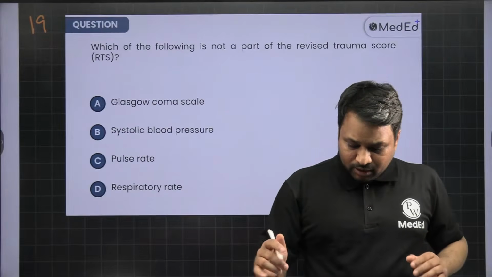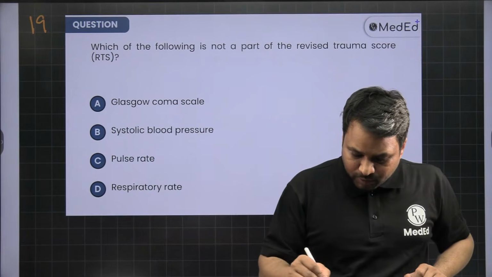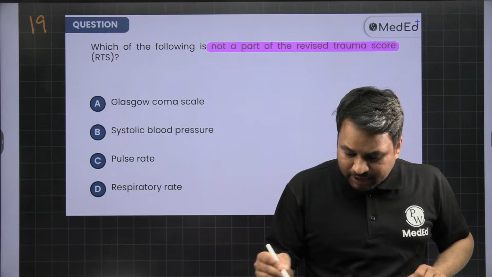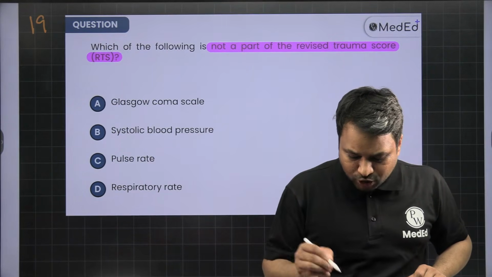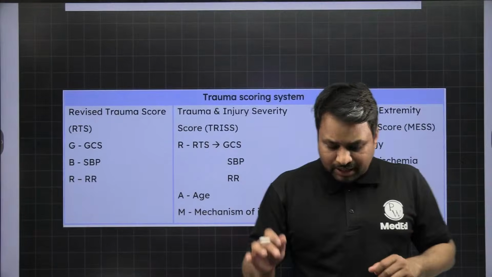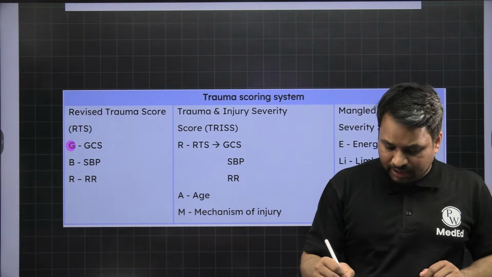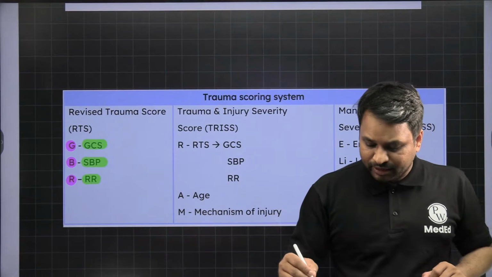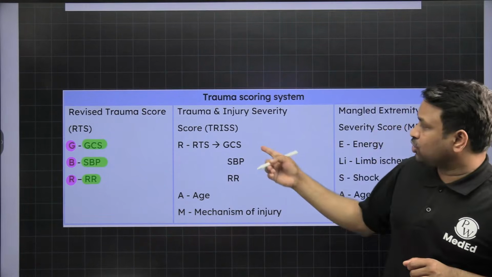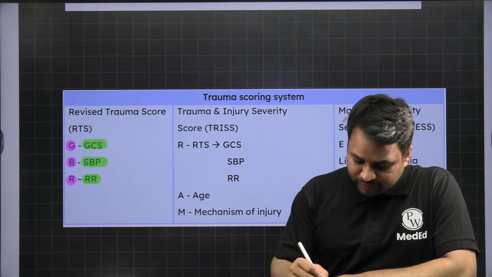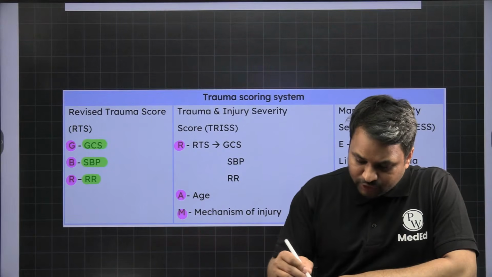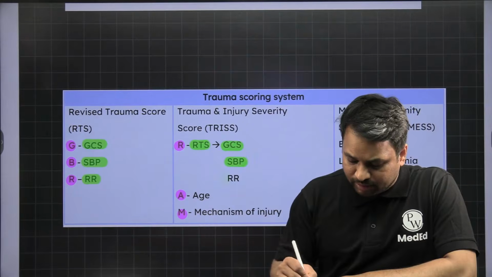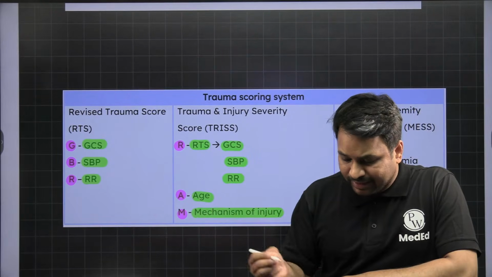Question number 19, what do you have? Which of the following is not a part of RTS scoring system? That is a revised trauma score. Now, when you talk about RTS scoring system, it is called as GBR, that is Glasgow Coma Scale, Systolic Blood Pressure and Respiratory Rate. Then you have another scoring system which is called as TRISS, that is Trauma and Injury Severity Score. The mnemonic for that is going to be RAM. R stands for the components of RTS, that is GCS, Systolic Blood Pressure, Respiratory Rate. A is age and M is mechanism of injury.